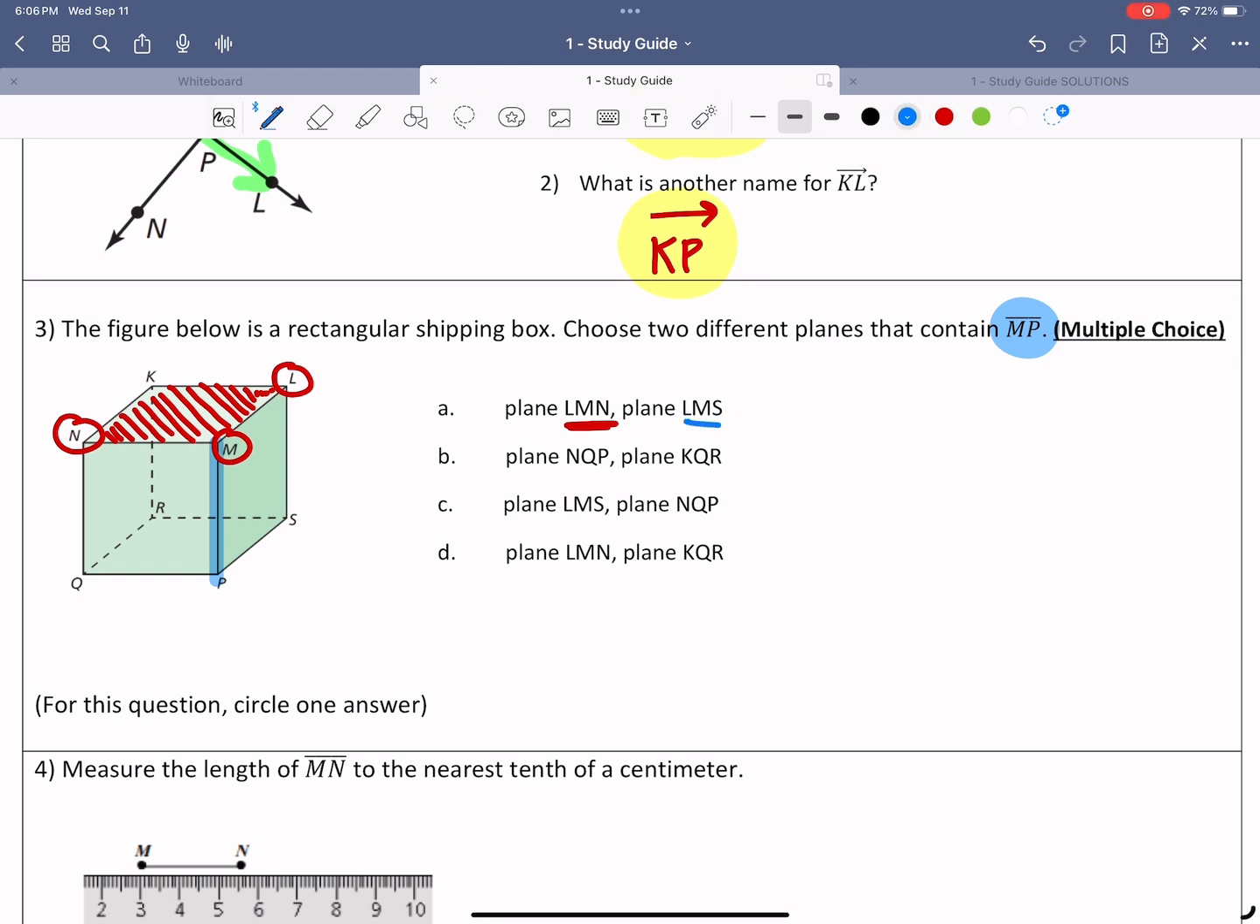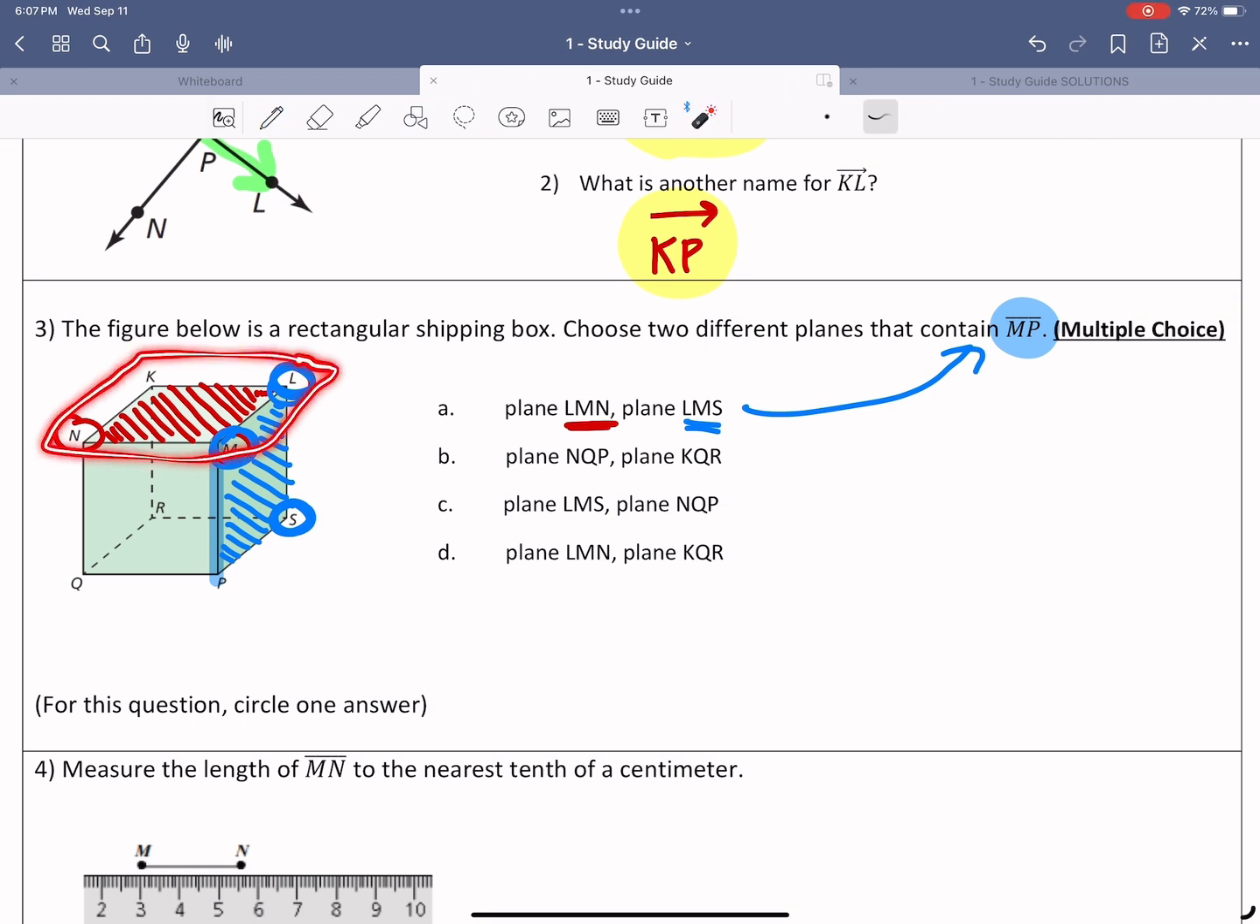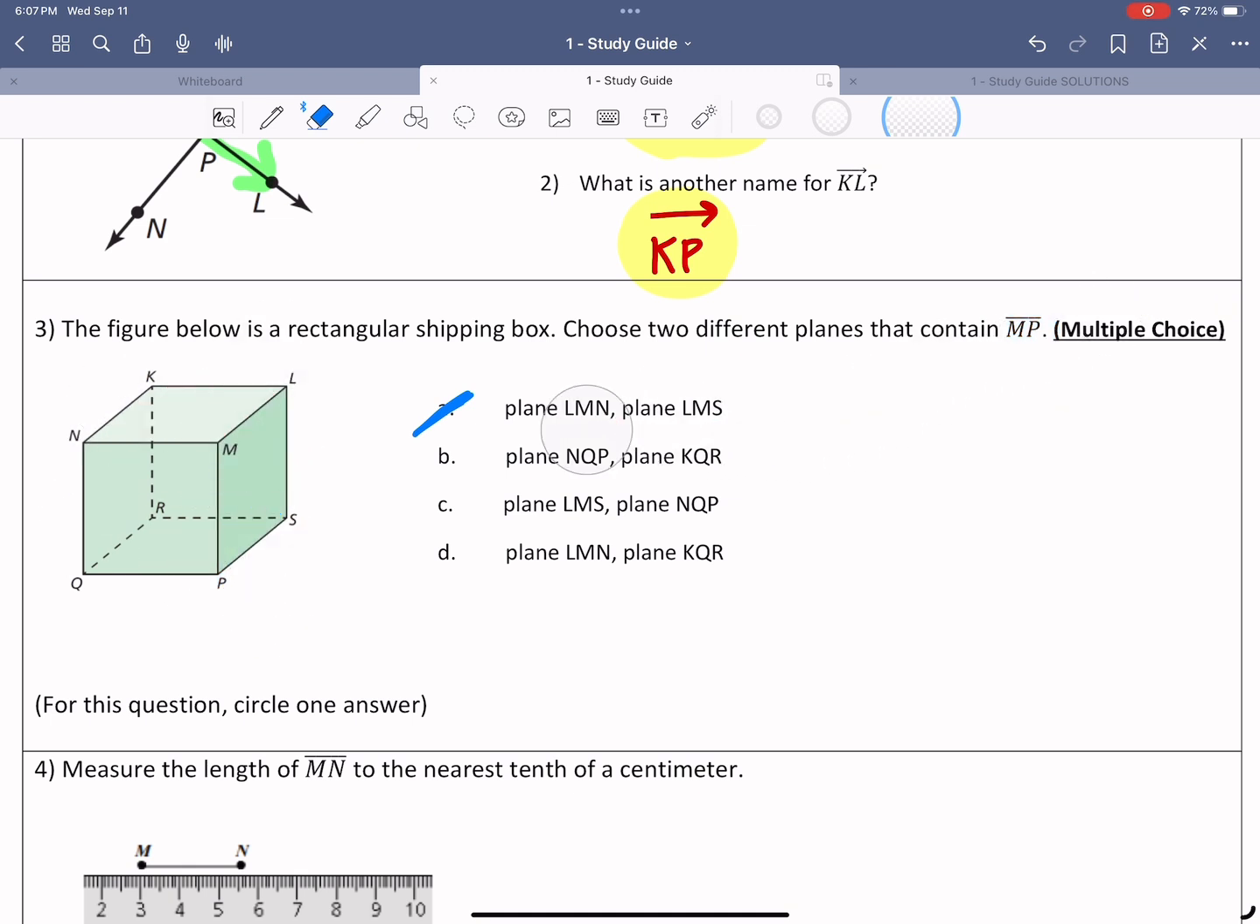What about the next one, LMS? L, M, and S are these three right here. That's going to be this plane on the side. Now, do both planes contain MP? If you take a look, this top plane does not contain the line MP. This one might do it, but unfortunately the top one does not. All they're asking you is, does it satisfy it? No, this does not. We're going to have to do this a couple times to see which answer actually makes sense.